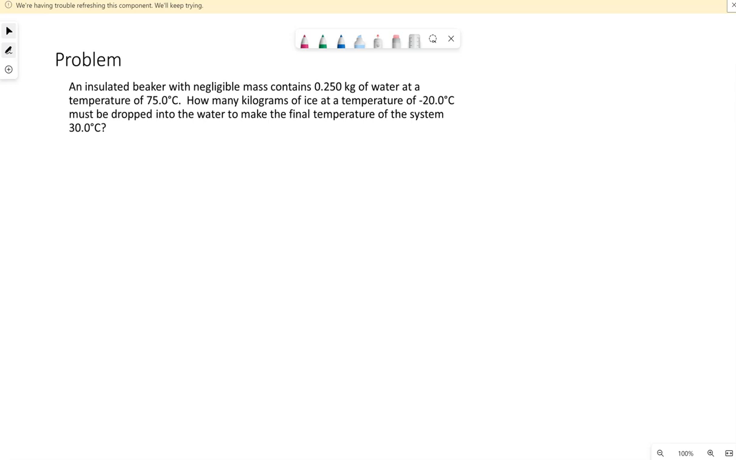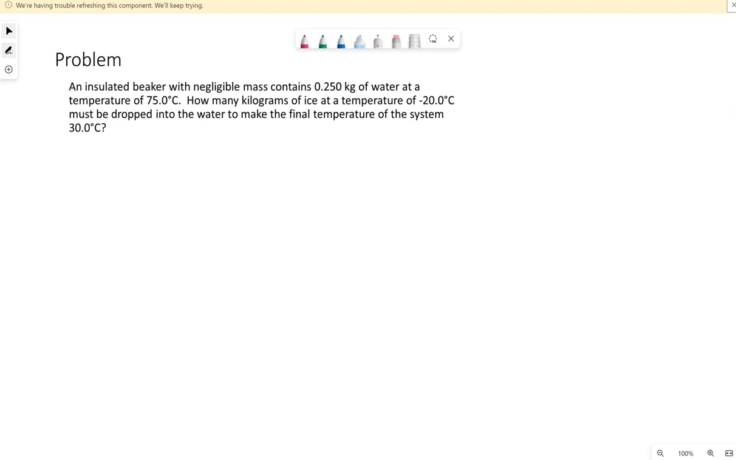In this problem, we have an insulated beaker with negligible mass, containing 0.25 kilograms of water at a temperature of 75 degrees Celsius. How many kilograms of ice at a temperature of negative 20 degrees Celsius must be dropped into the water to make the final temperature of the system 30 degrees Celsius?